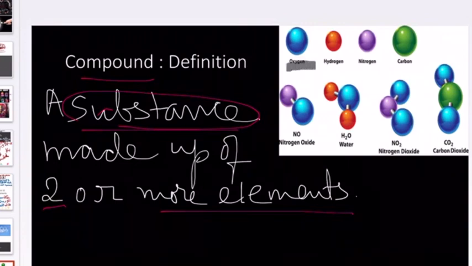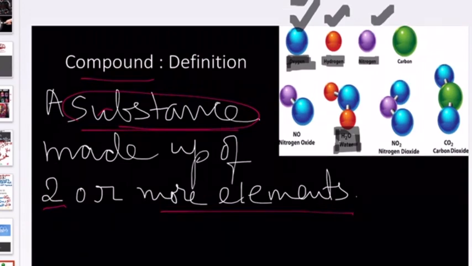For example, you see here oxygen is an element, hydrogen is another element. So two atoms of hydrogen and one atom of oxygen, they combine to form water, and water is a compound. Similarly, nitrogen is an element, oxygen is another element. They combine to form nitrogen oxide, that is a single atom of nitrogen and one atom of oxygen, or nitrogen dioxide, a single atom of nitrogen and two atoms of oxygen.